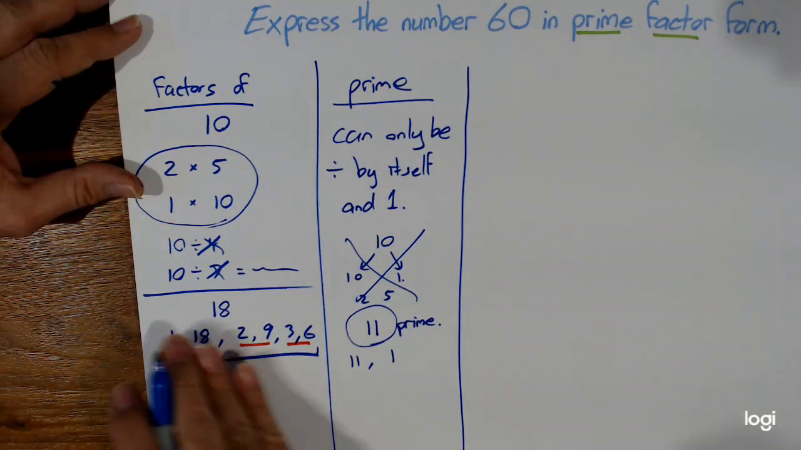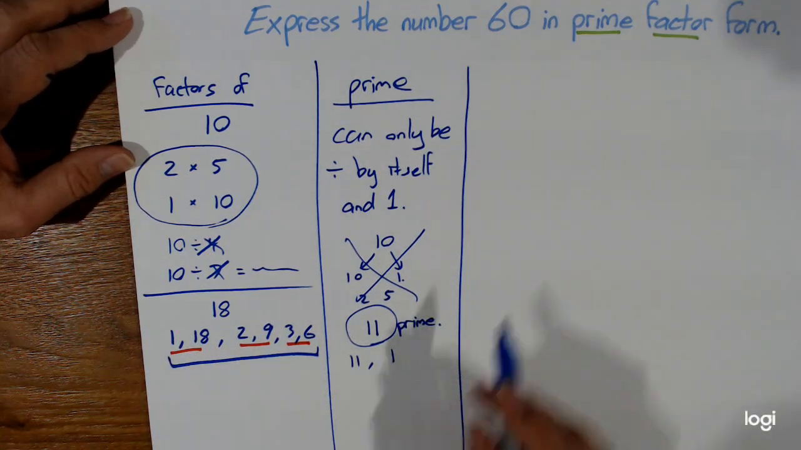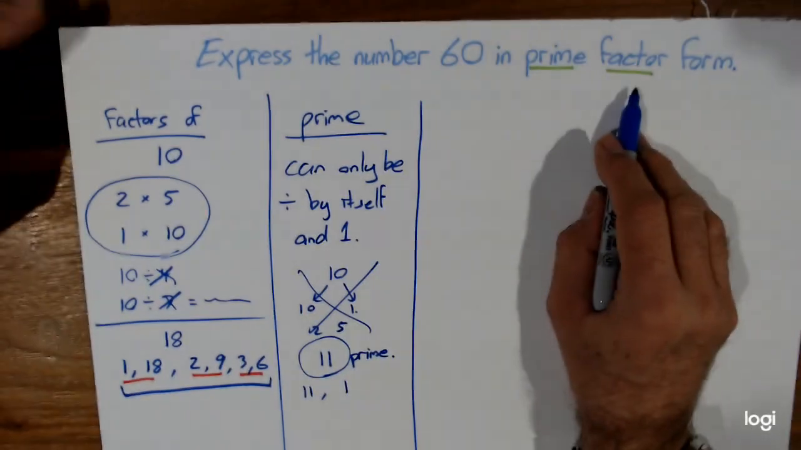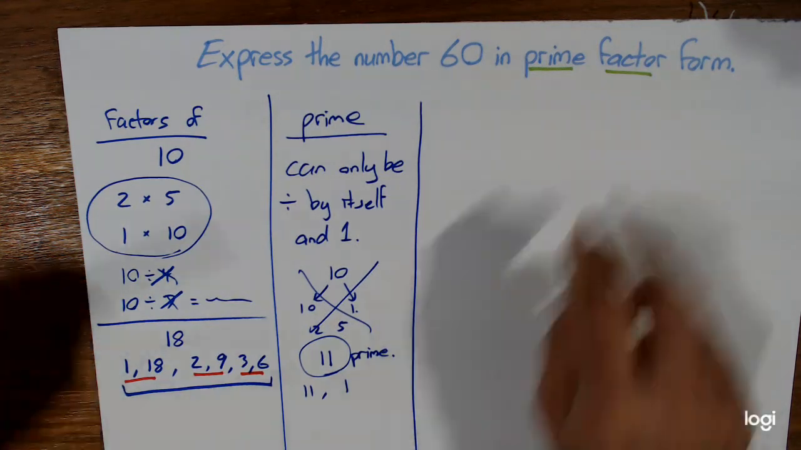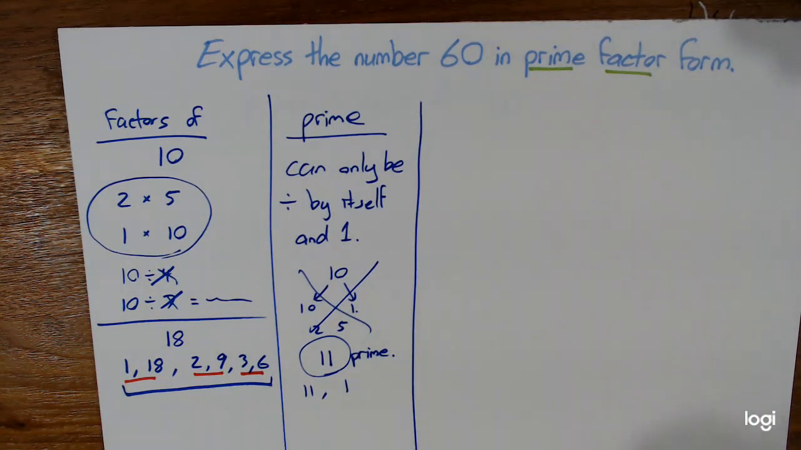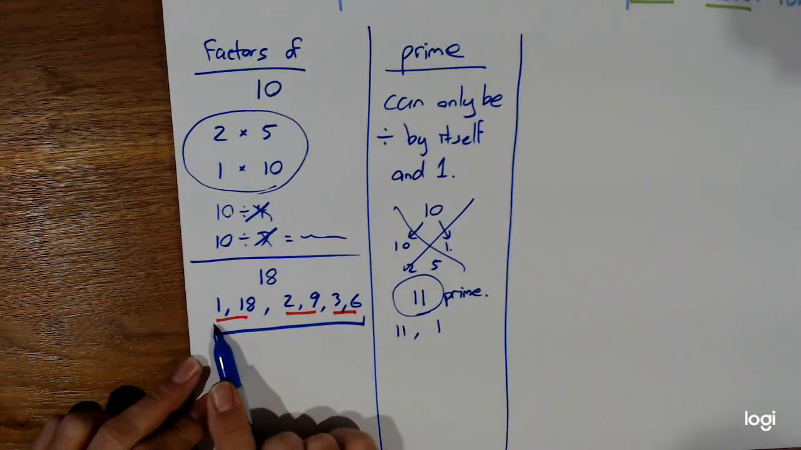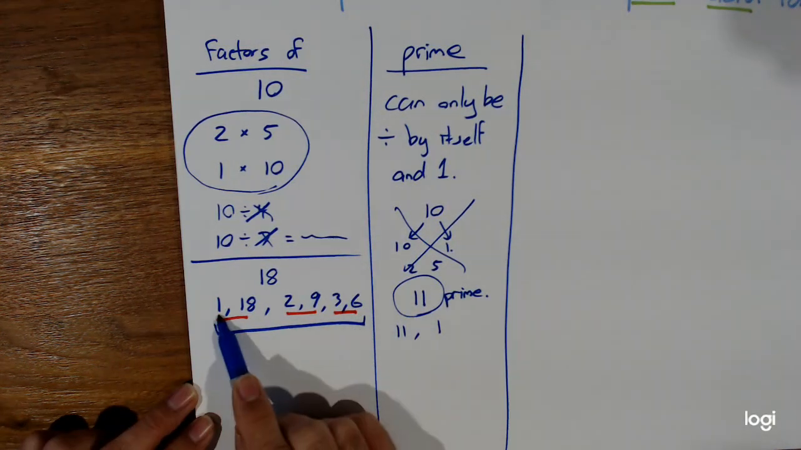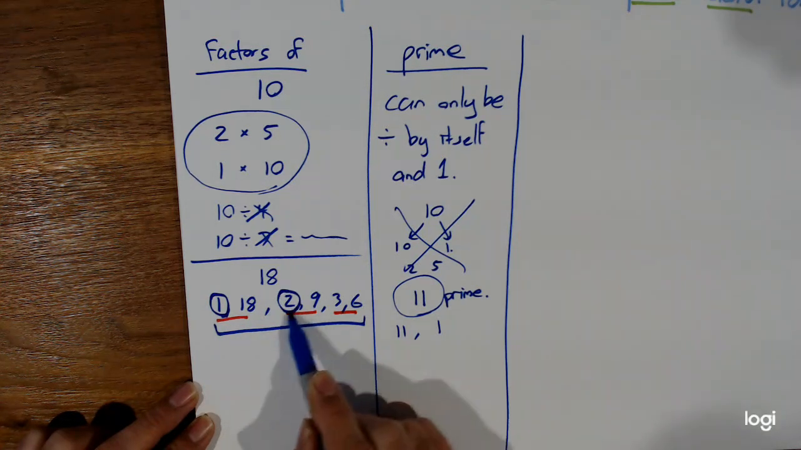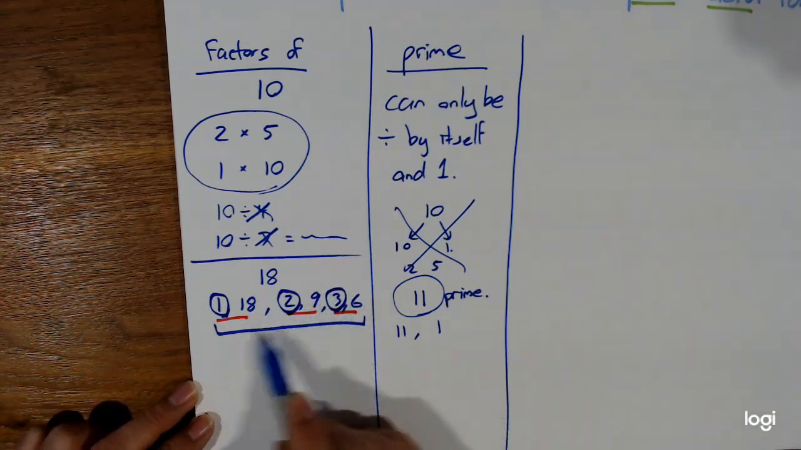So they're factors and they're primes. So what's a prime factor? A prime factor, the prime factors of 18, they have to be factors and they have to be primes. So that's a prime, that's a prime, that's a prime. The other ones aren't prime, right?